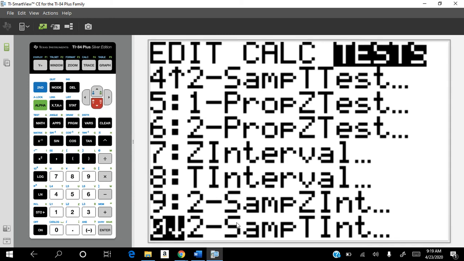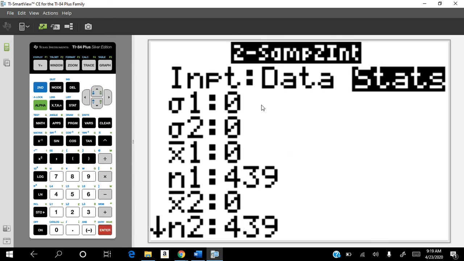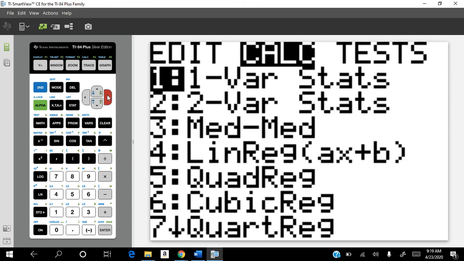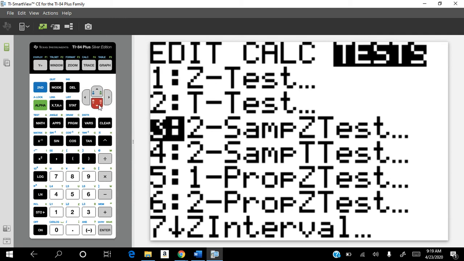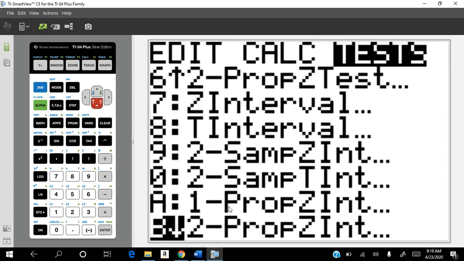Now, we're going to learn what a 2-sample T interval is later. So a 2-sample Z interval, that's number 9. Again, we can use data or statistics. We have the statistics. Wait, I did that wrong again. We're going to talk about all these things once we learn them all. I need to find the 2 prop Z interval because we're doing a 2 proportion Z interval. So I need to do B enter.